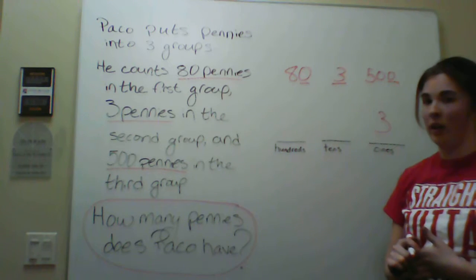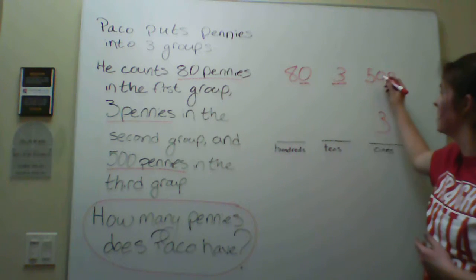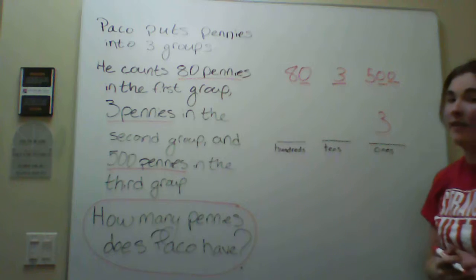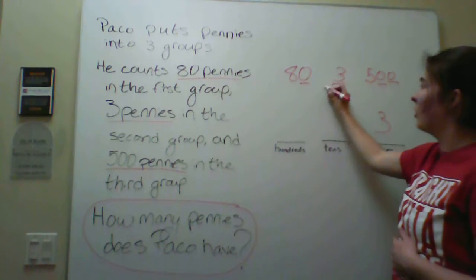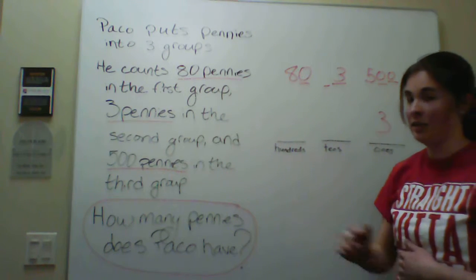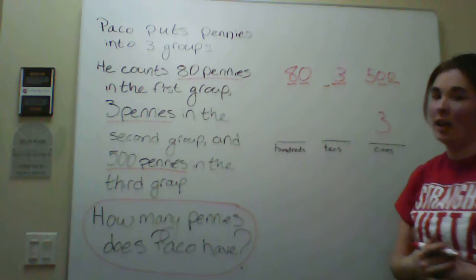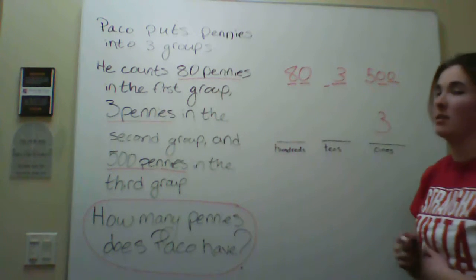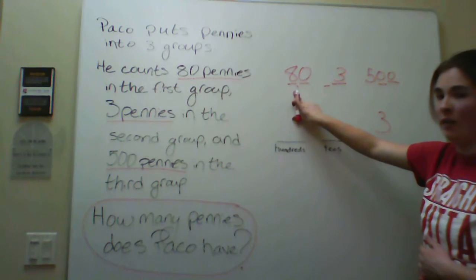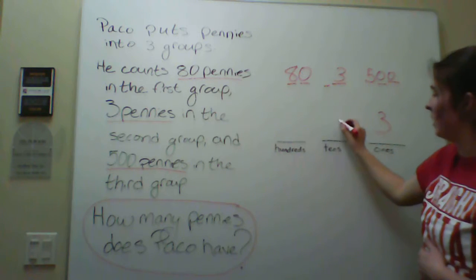Next, we're going to be looking at the tens place. 500 doesn't have any tens. The 3 doesn't have any tens. But the 80, it has 8 tens. We're going to move the 8 from this down here.